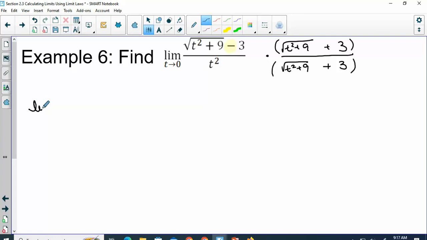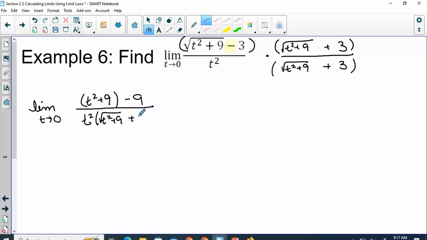I haven't plugged in 0, so I'm still writing my limit. So on the top we FOIL. When I take the square root of t squared plus 9 times the square root of t squared plus 9, what happens? They're conjugates, so the outside and the inside cancel. Negative 3 times 3 is negative 9. On the bottom, I am not going to distribute because my goal is to get rid of that t squared on the bottom so that I can plug in my 0. So it's going to be easier to cancel it if I leave it in factored form.